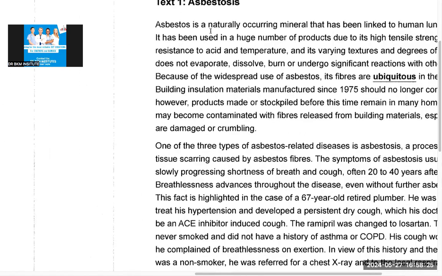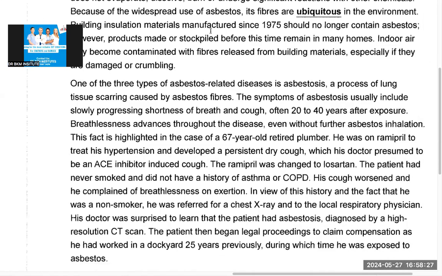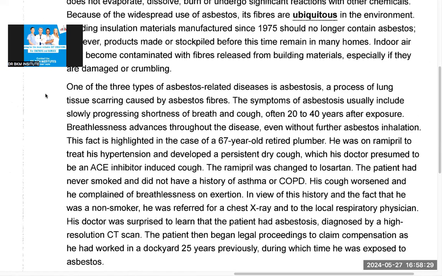I will read the whole paragraph and then we'll decide why it is given, because we have to do question number 10 as well. So I will take both the questions together. One of the three types of asbestos related disease is asbestosis. So there are three types of asbestos related disease. One is asbestosis, a process of lung tissue scarring. Scarring means a kind of fibrous formation in the lungs caused by the asbestos fibers.